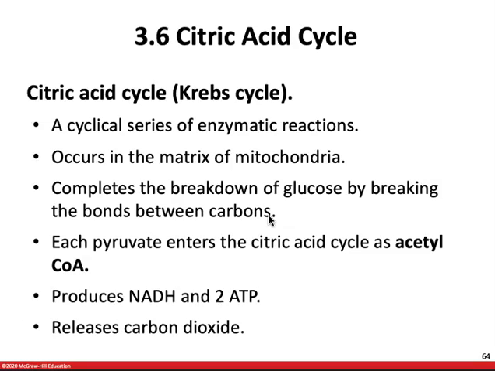The citric acid cycle is next. The citric acid cycle, like I said, is going to be a cyclical series of enzymatic reactions, and it's going to occur in the matrix of the mitochondria. This is where we'll be completely breaking down glucose and releasing those carbons in the form of carbon dioxide. We're ultimately going to be producing NADH and 2 ATP in this stage of the cycle.